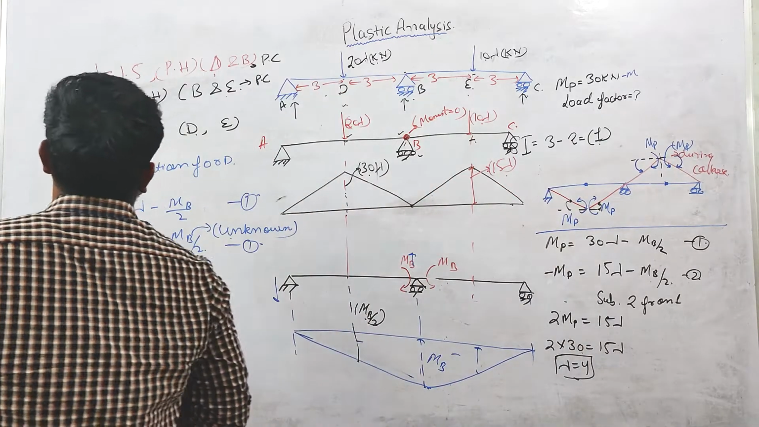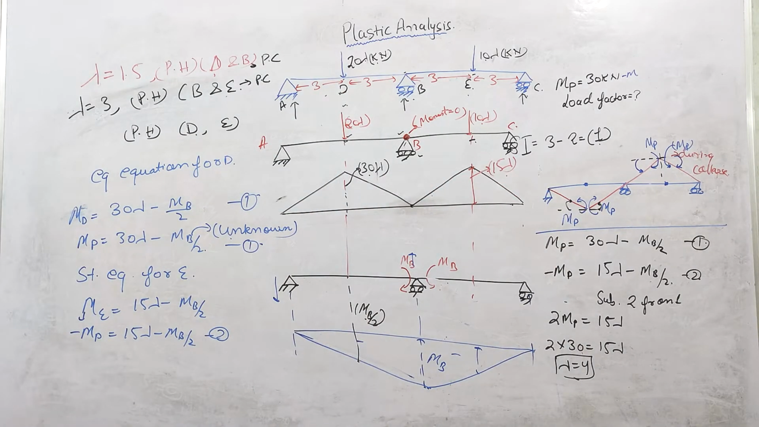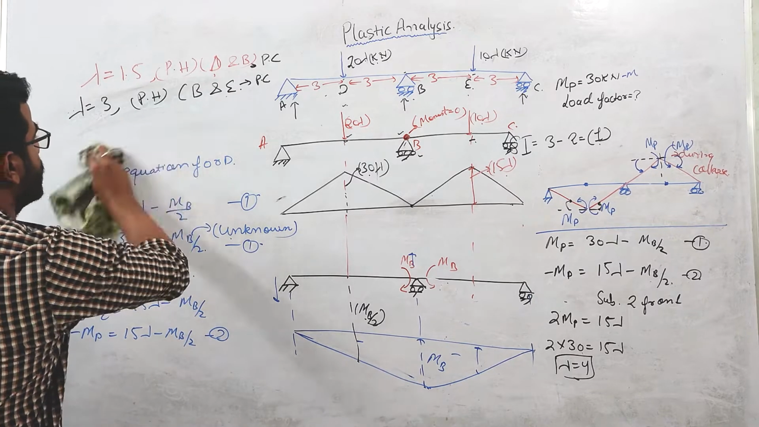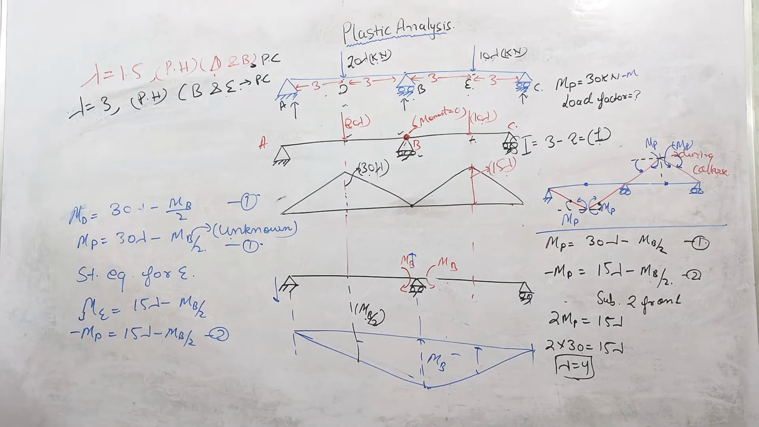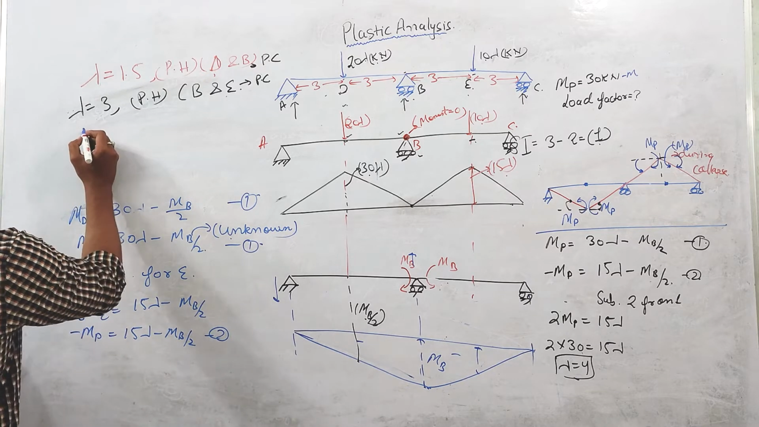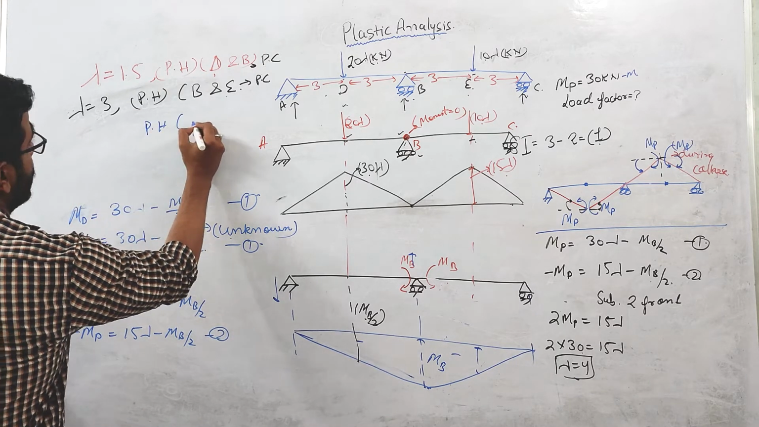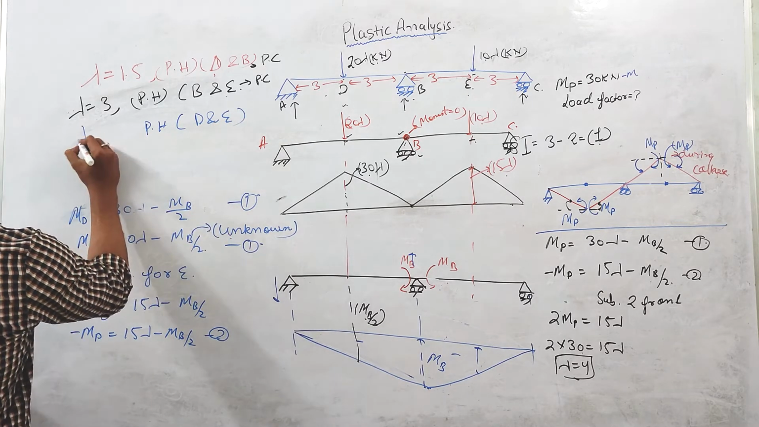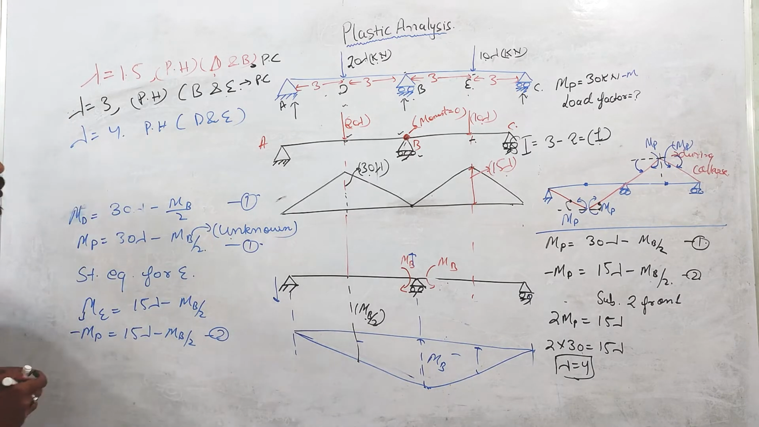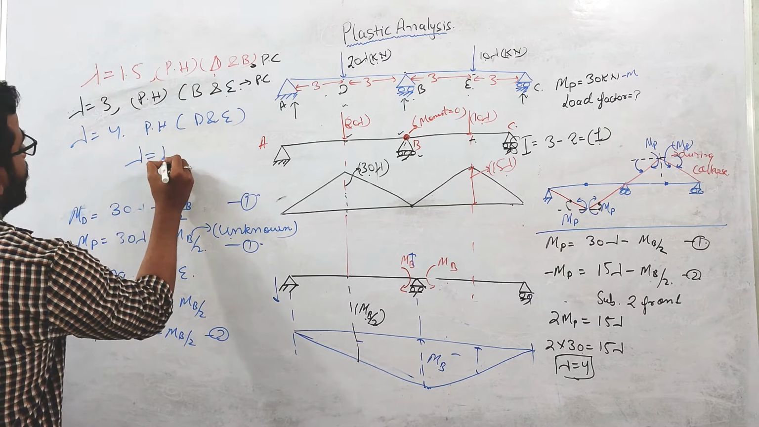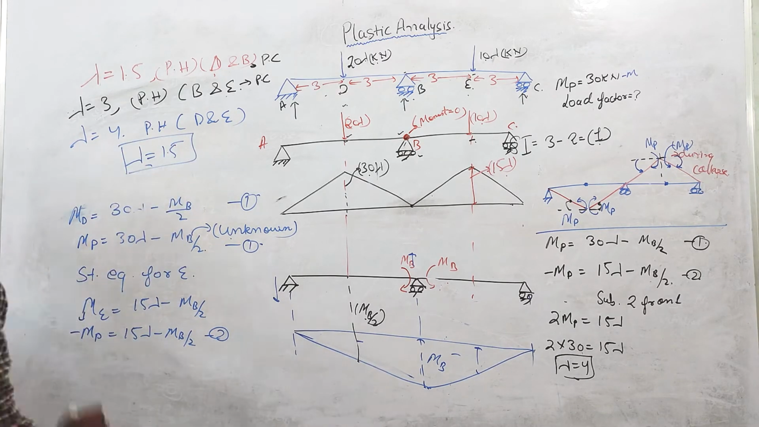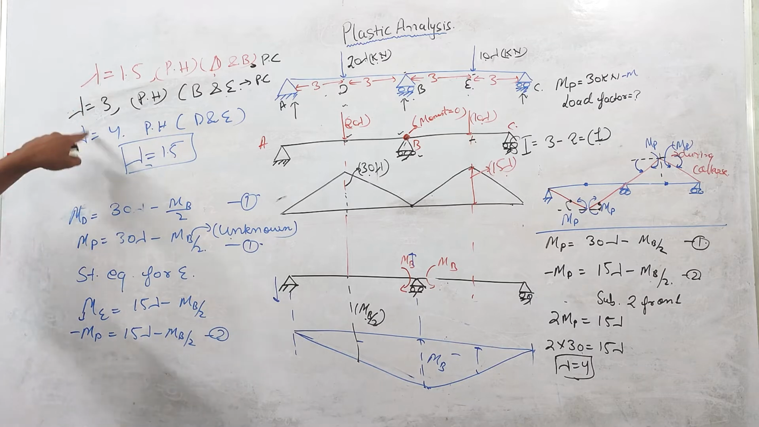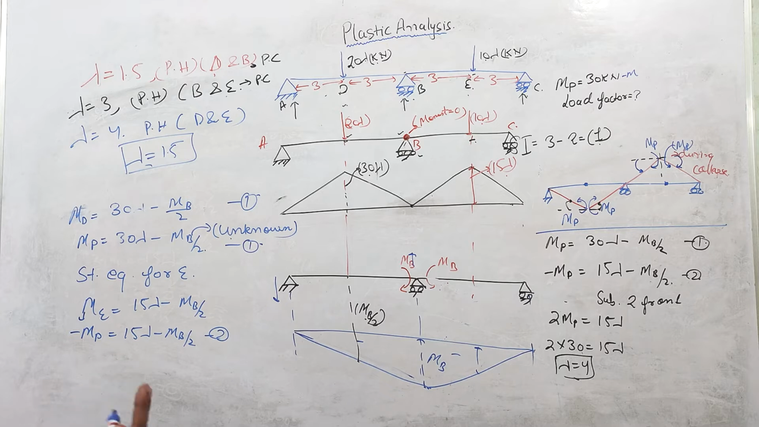So when the plastic hinges are forming at D and E, the load factor comes out to be 4. Now you can say which is the critical one. The minimum load factor is required, so lambda will be minimum. So lambda will be 1.5 is our solution. You need to provide the minimum value out of these three, because the minimum value will result in collapse.